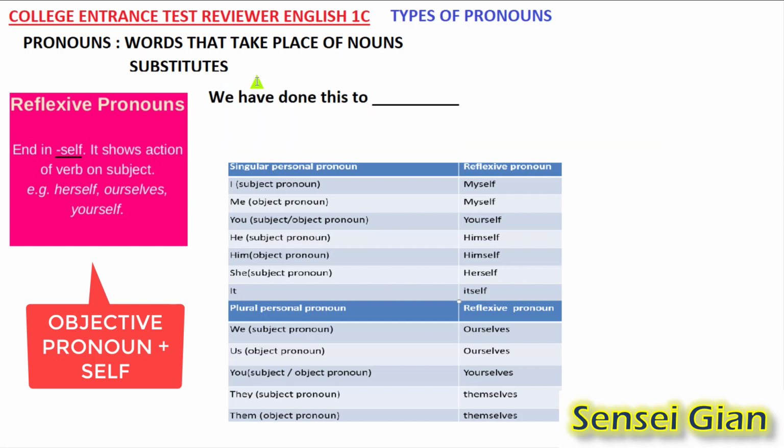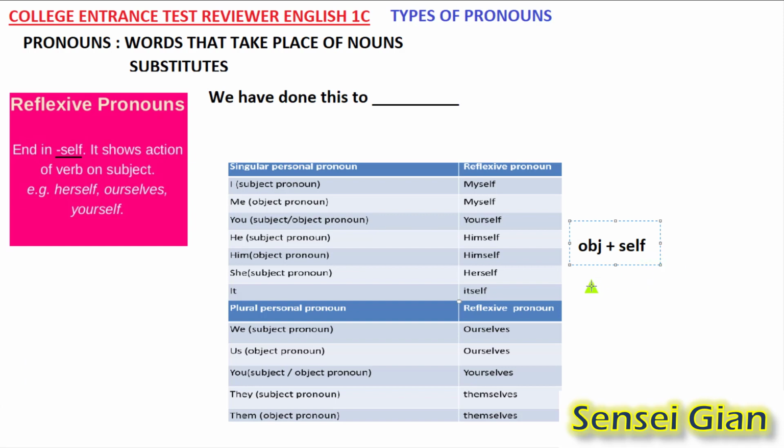One more time. How about this? We have done this to blank. Just search for the plural pronoun and find its reflexive pronoun. It doesn't actually apply always, but that's the trend.